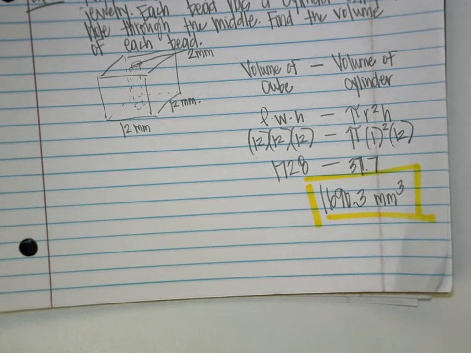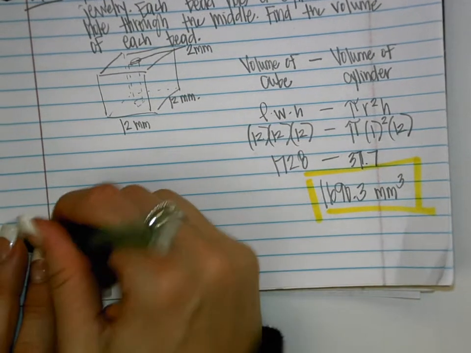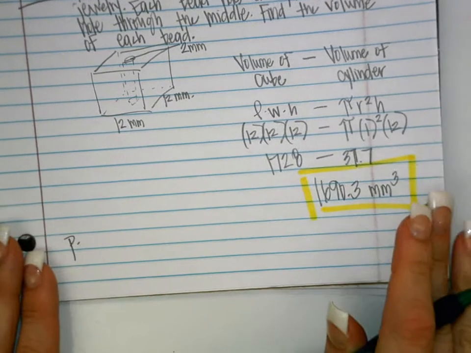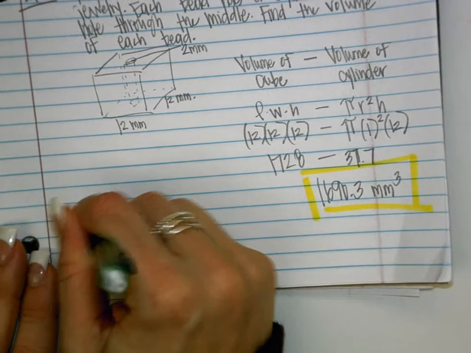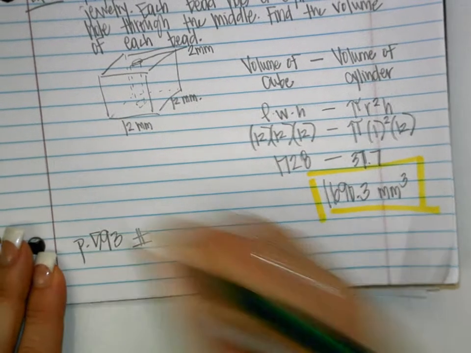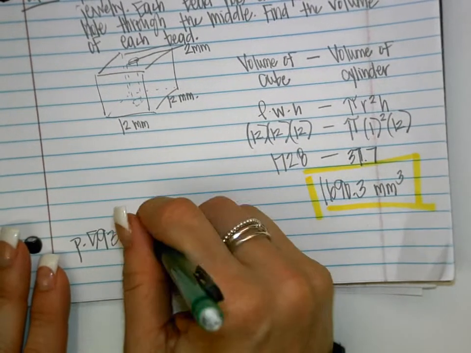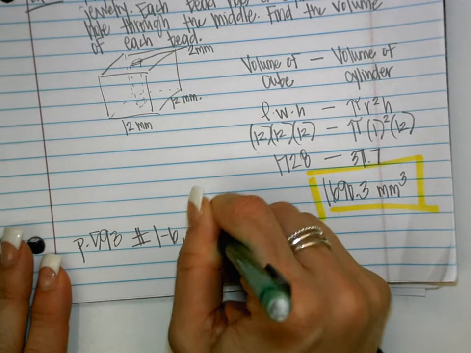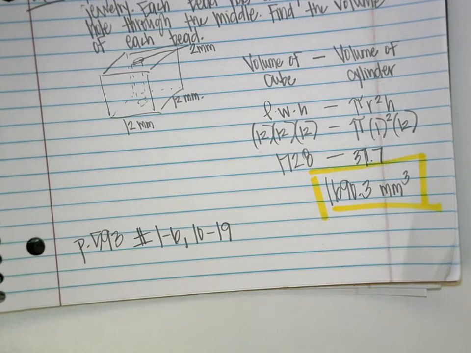So, homework for tonight. You guys are going to be working on page 593. You will be fine. You are doing numbers 1 through 6 and 10 through 19 on page 593. Today is Tuesday.